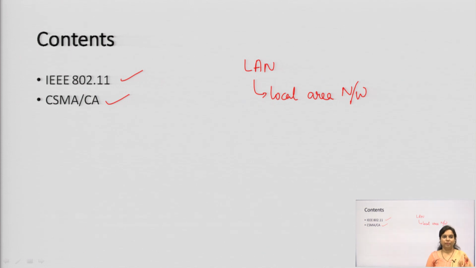There are different standards given by IEEE, which are based on the 802 standard: 802.11, 802.12, and there are different standards established by this IEEE. We are going to discuss one of the standards in this lecture, that is IEEE 802.11.